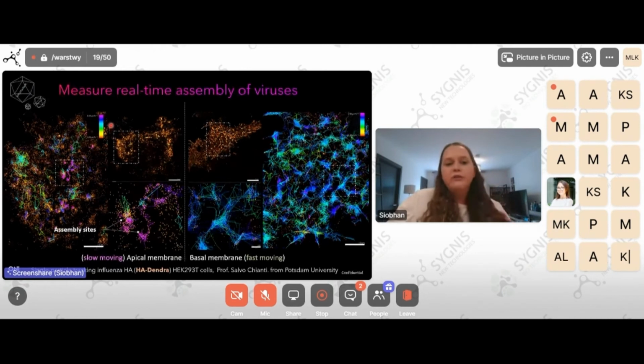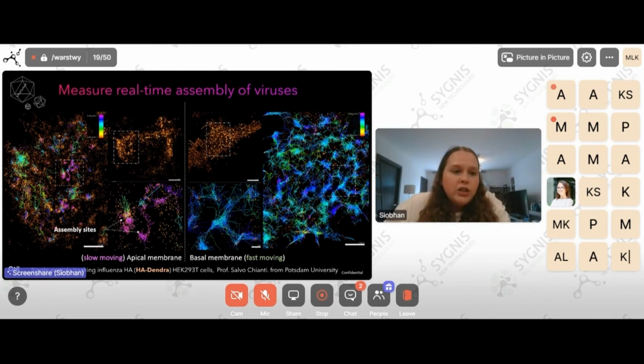And then just to briefly mention the virus application, this is a really nice example of single particle tracking capabilities to look at the real-time assembly of viruses. Here we're looking at a cell that's been infected with the flu. And what you can see through these still screenshots of the single particle tracking software is that you can start to see the difference in where they start to assemble within the cell.